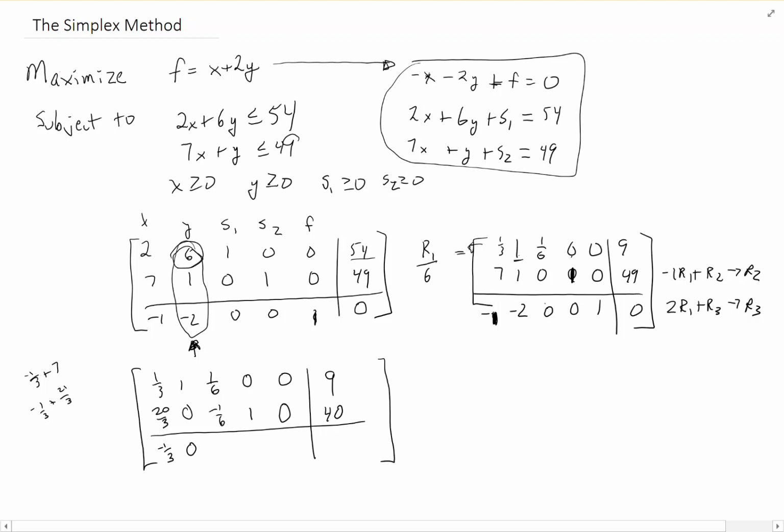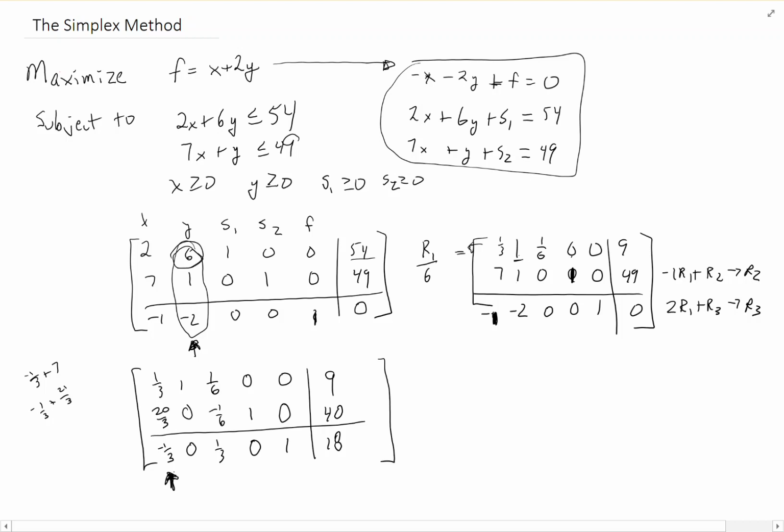2/6 is 1/3. 1/3 plus 0 is 1/3. 2 times 0 plus 0 stays 0. 2 times 0 plus 1 stays 1. And 2 times 9 equals 18. 18 plus 0 is 18. And so I am not done yet because I still have a negative here in the bottom row. I have to do another pivot.